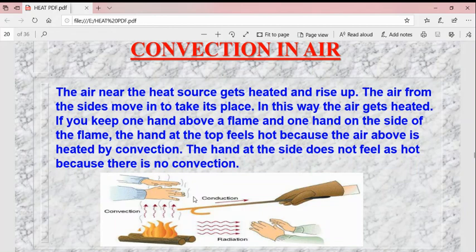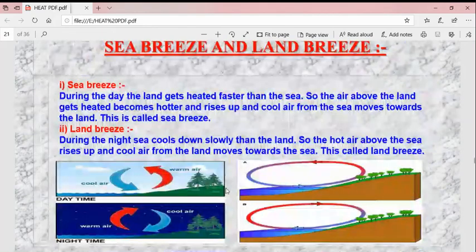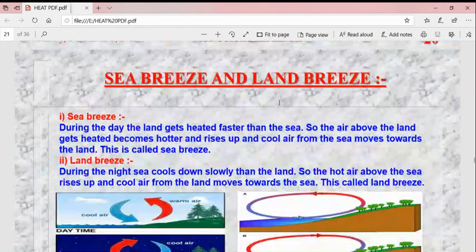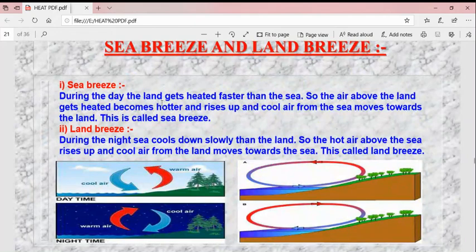And this convection process you are also able to see near coastal areas, in sea breezes and land breezes. So what are the sea breeze and land breeze? Let us see the sea breeze first. During the day, land gets heated faster than the sea. The land gets hotter and the air above it rises up, and the cool air from the sea moves towards the land. This is called sea breeze.